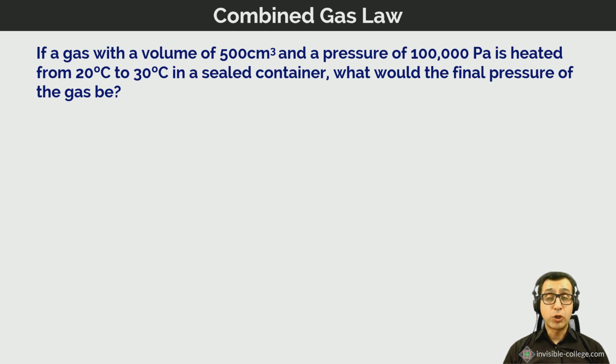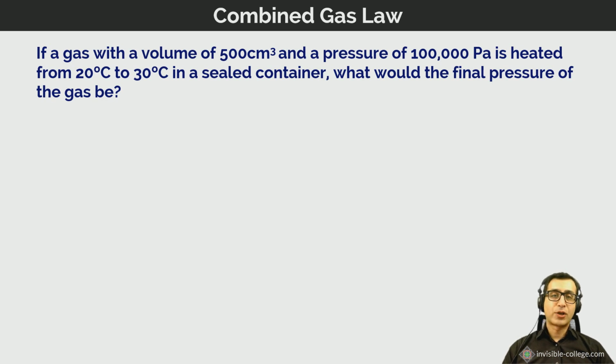So if a gas with a volume of 500 centimeters cubed and a pressure of 100,000 pascals, that's our starting volume and our starting pressure. It's then heated. It starts from 20 degrees C, it ends at 30 degrees C, and it's in a sealed container. Now, assume for a moment that by sealed container the volume remains constant. If the sealed container has uniform dimensions and doesn't change, the volume remains constant. So here's a clue for you: the final volume will also be 500 centimeters cubed because the volume remains the same. It's in a sealed container. So what will the final pressure of the gas be?